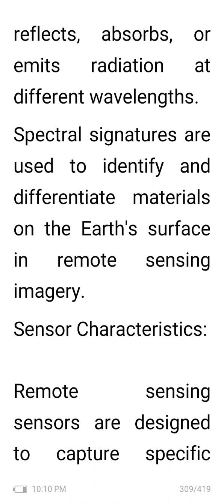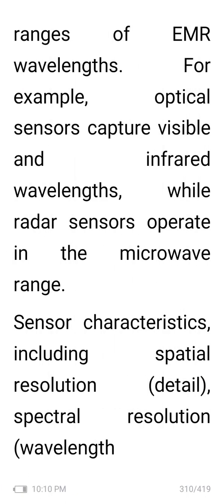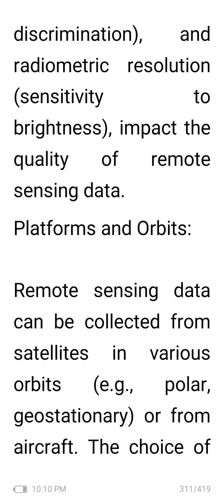Then sensor characteristics. Remote sensing sensors are designed to capture specific ranges of EMR wavelengths. For example, optical sensors capture visible and infrared wavelengths, while radar sensors operate in the microwave range. So, sensor characteristics including spatial resolution, spectral resolution, and radiometric resolution, that means sensitivity to brightness, impact the quality of remote sensing data.